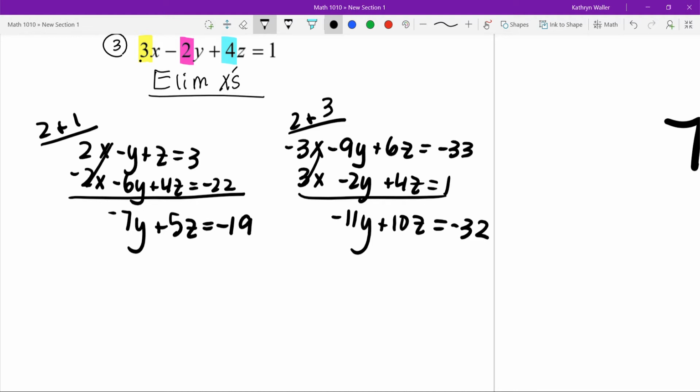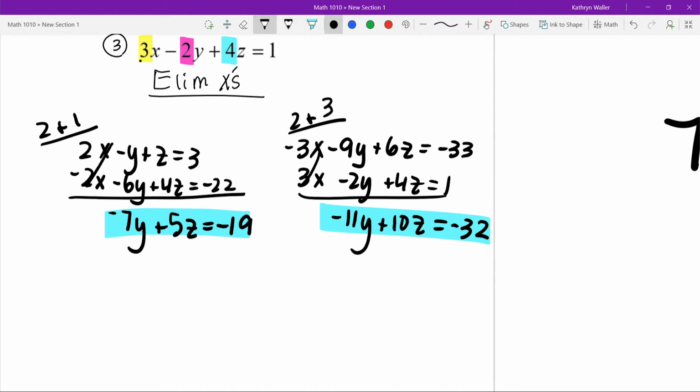What did we do? What's the first thing we did? What's the second thing we did? Now what do I have to do? What does that mean? What does clap mean? Take those two and do what? Say it again? Same thing, elimination. Eliminate something else, right? So look at my y's: -7 and -11. Look at my z's, 5 and 2.